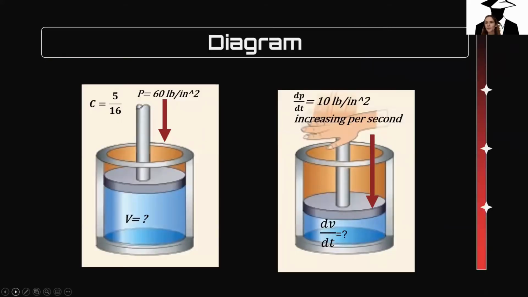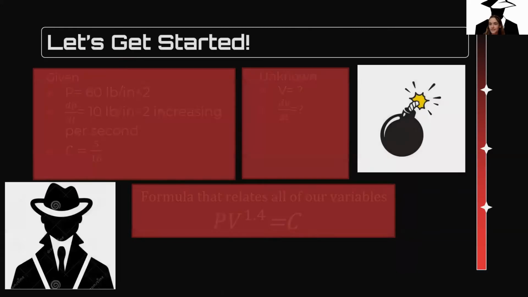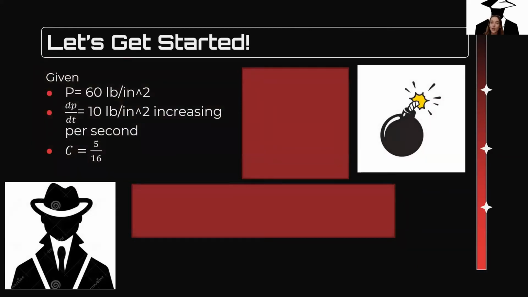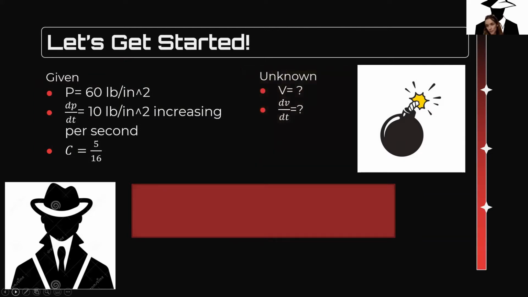Let's picture our problem in order to get our imaginations going. We know the pressure we have is 60 pounds per inch squared. We know that our constant is 5/16. We know that the rate of change of our pressure is 10 pounds per inch squared, increasing every second. What we don't know is our initial volume, nor at what rate this volume is changing, which is what our problem is asking of us. As I said, the givens are the pressure, the rate of change of the pressure, and the constant, and the unknowns are the volume and the rate of change of this volume.